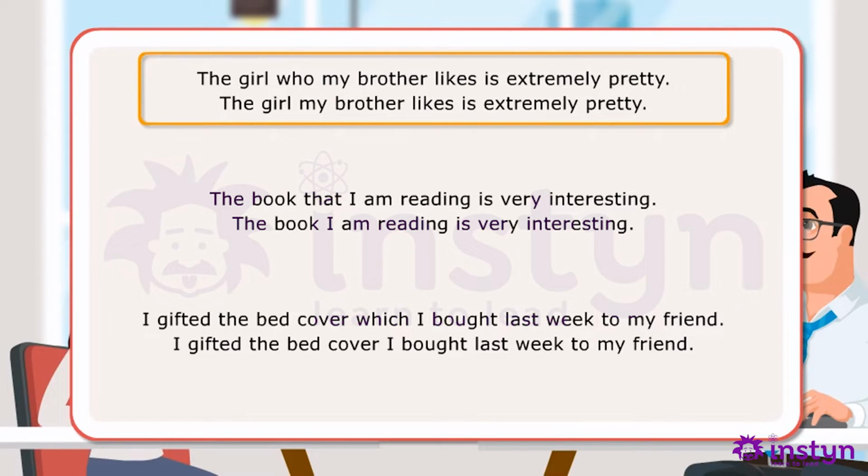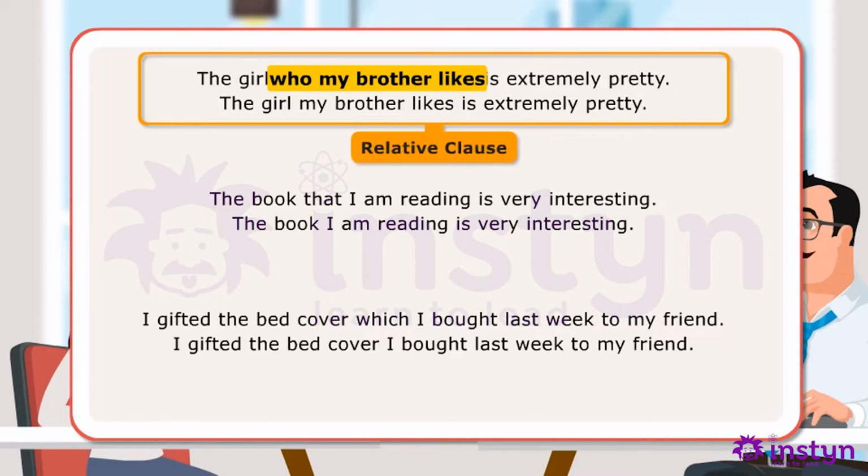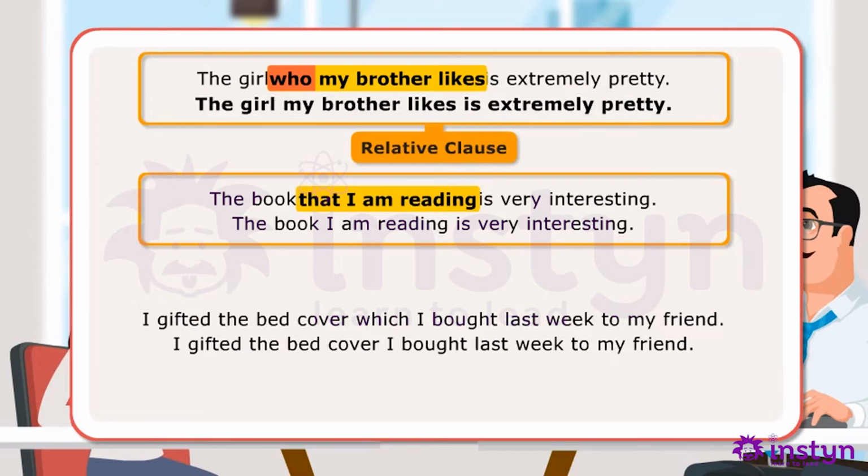In the first sentence, who my brother likes is a relative clause. Who has been used here since we are speaking about people. Here who is the object of the verb, so it can also be left out in the clause as in the second sentence. In the third sentence, that I'm reading is a relative clause. That has been used here since we are speaking about what kind of a thing.